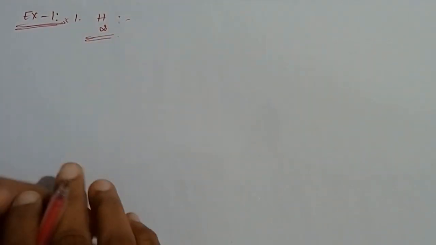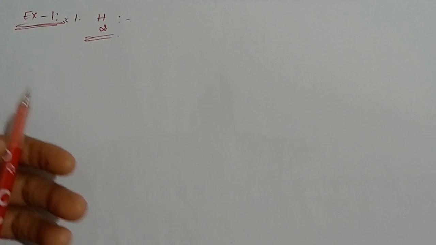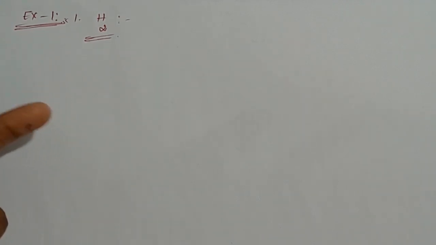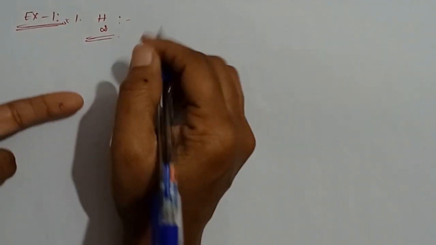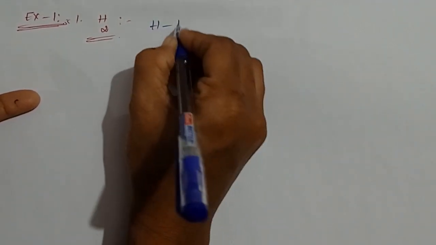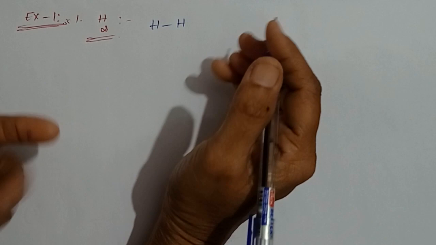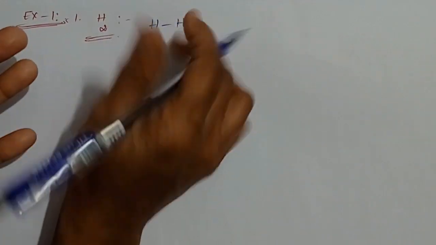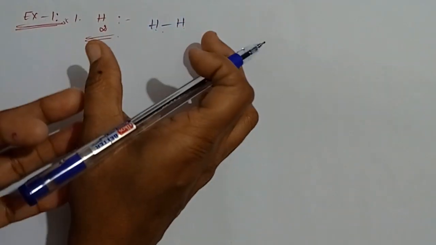In H2, I have to find the hydrogen oxidation number. Here the same atoms are there, 2 hydrogen atoms. Okay, now based on the structure. This is the structure of the hydrogen H2 molecule. Both are the same atoms, the same elements are there.